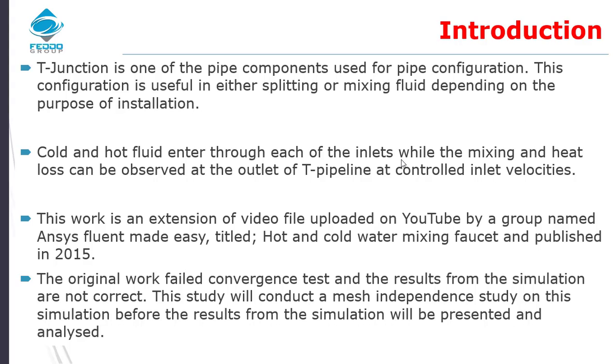My introduction proper now. A T junction is just a pipe component. It's one of the pipe components used for pipe configuration. This configuration is useful in either splitting or mixing fluid, depending on the purpose of the installation. In this particular research, cold and hot fluid enter through each of the two inlets, while the mixing and the heat loss can be observed at the outlet of the T junction pipeline at controlled inlet velocities.